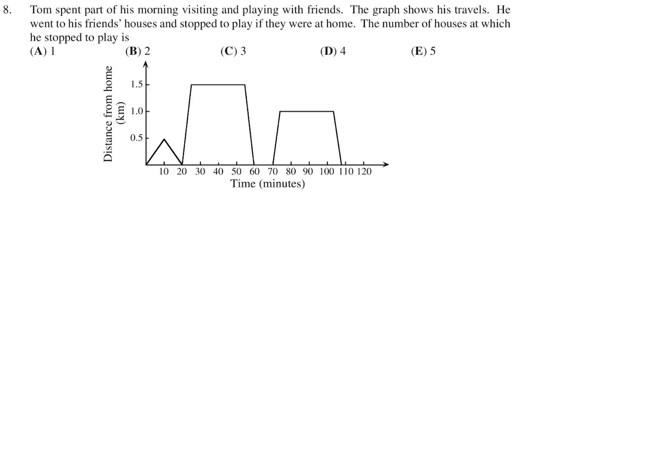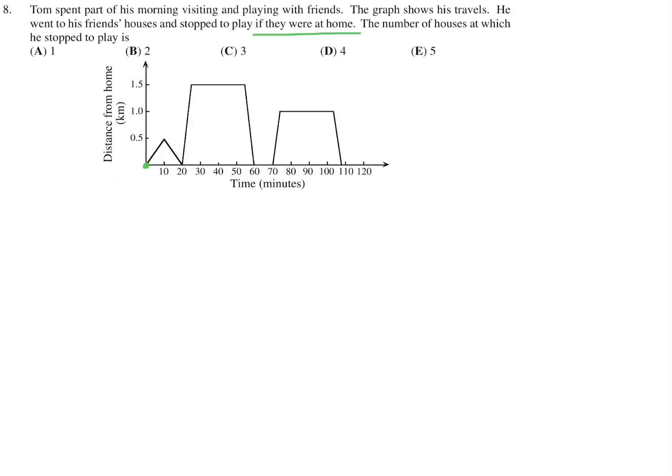Tom spent part of his morning visiting and playing with friends. The graph shows his travels. He went to his friends' houses and stopped to play if they were home. The number of houses at which he stopped to play is... All right, so he starts off at home right here, and then he goes, I'm assuming, to his first friend's house. He travels 0.5 kilometers to his first friend's house. Is the friend home or not? Well, no, because he doesn't stop. He just goes right back home. So the first friend is not home.